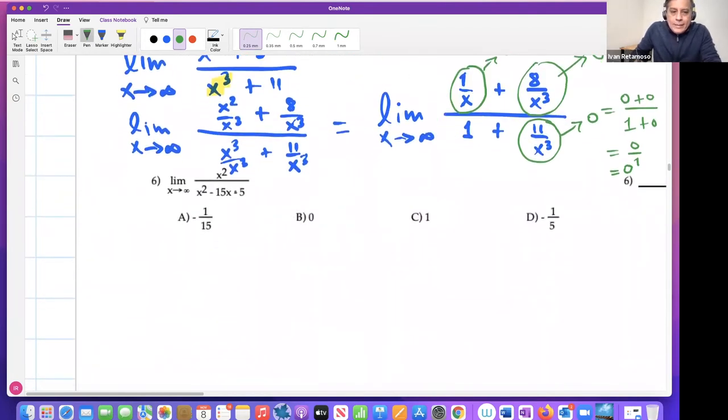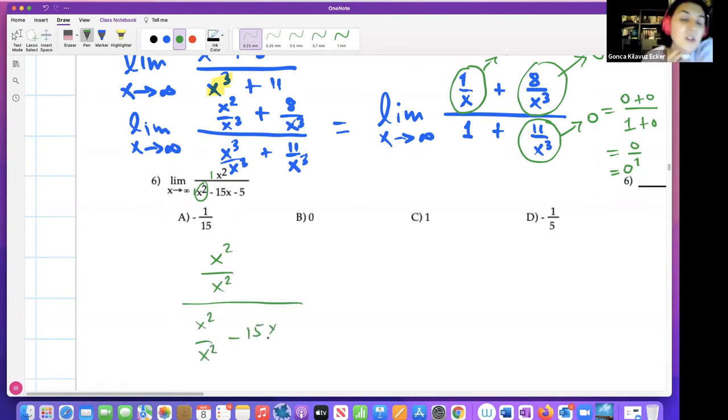Now, when it's equally heavy, then we are going to end up dividing these two because these will go to zero, right? So think about it. Let me do number six and show you what happens with equally heavy. This will be the exponent that we have to consider for the division, the highest power of the denominator.